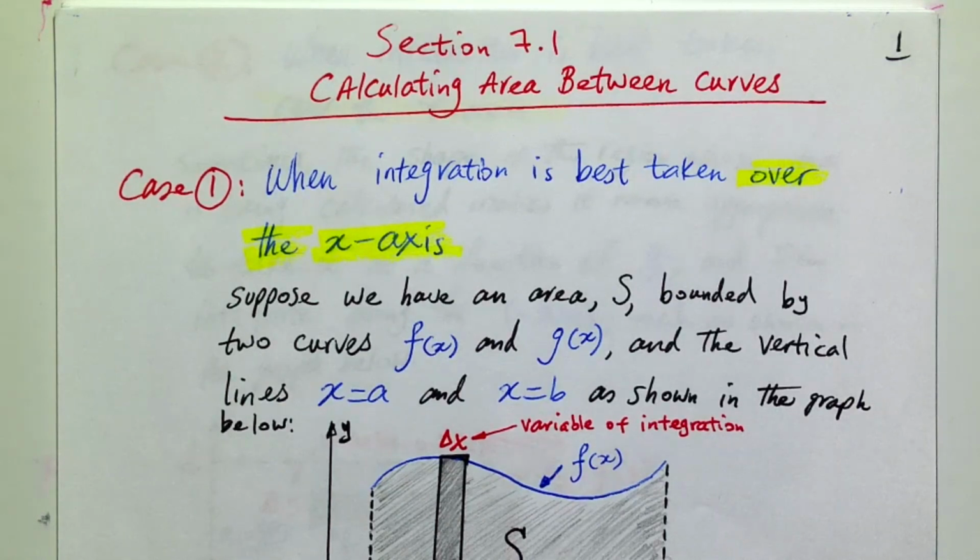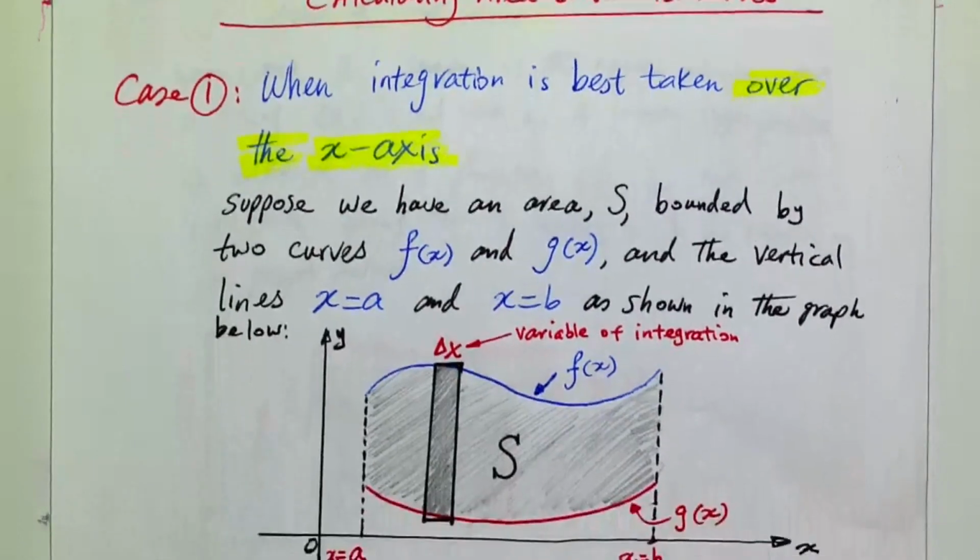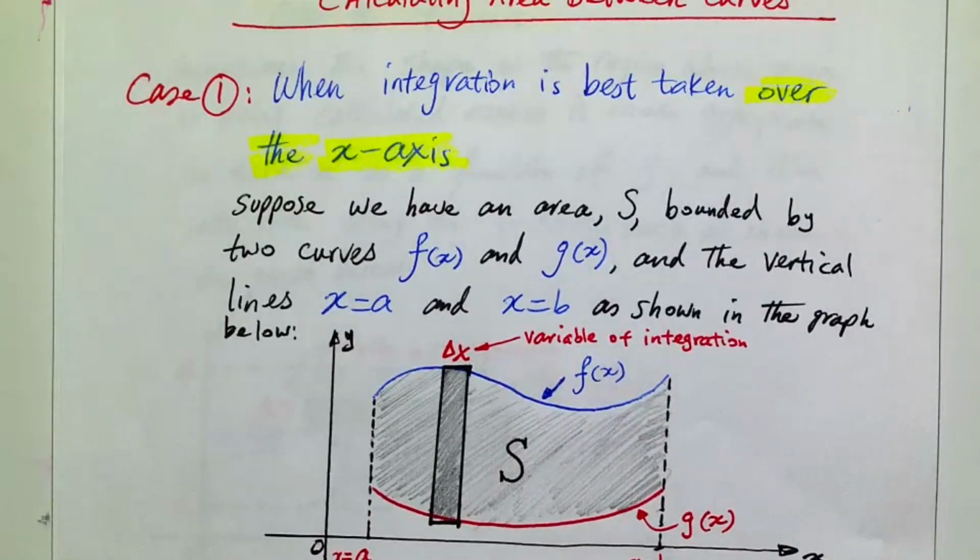Now, when we find the area between two curves, we simply either integrate over the x-axis, which is what we've been doing so far, or we integrate over the y-axis. That depends pretty much on the shape of the area that we're calculating. Sometimes it makes it more suitable to integrate along the y-axis, and sometimes it makes sense to integrate along the x-axis.